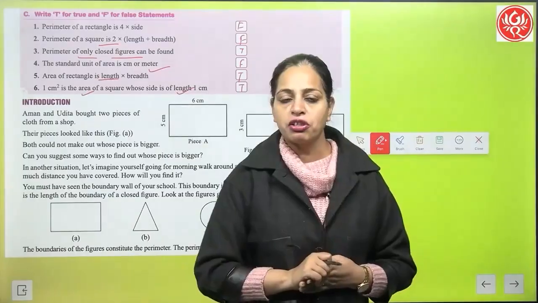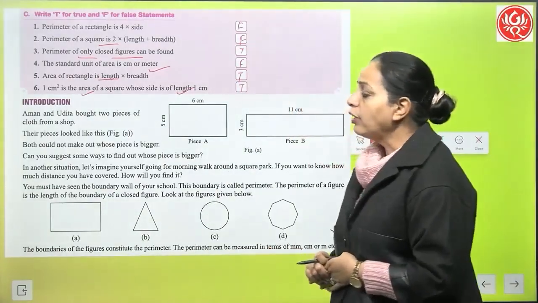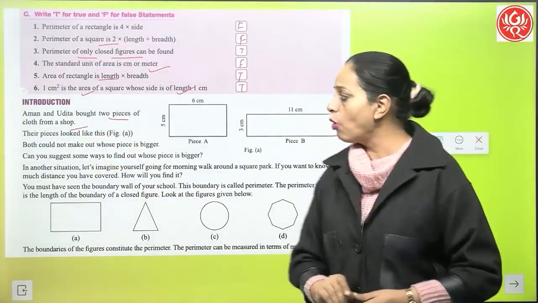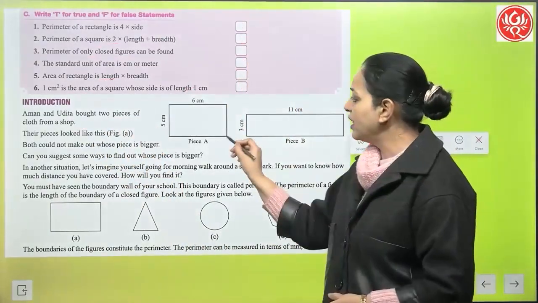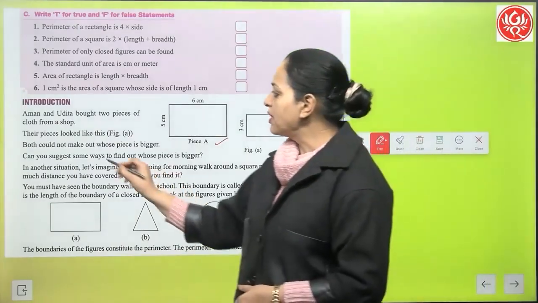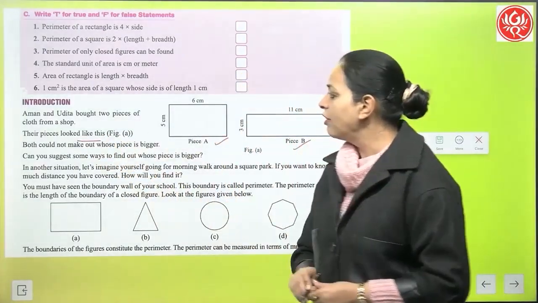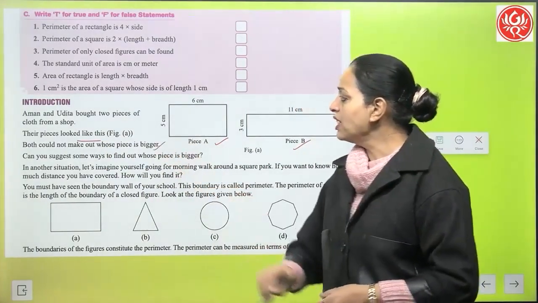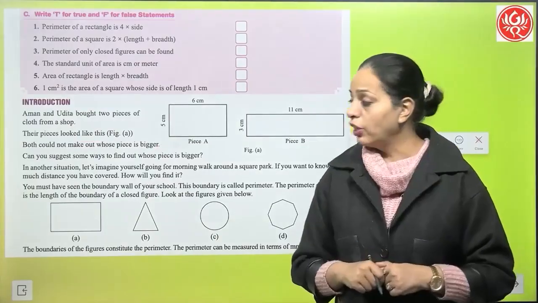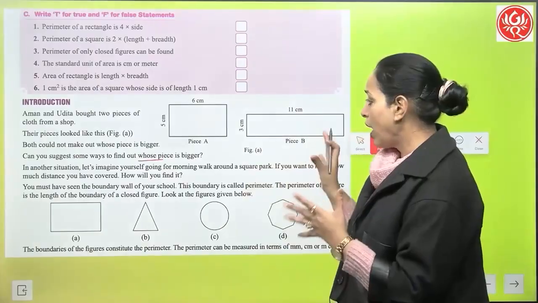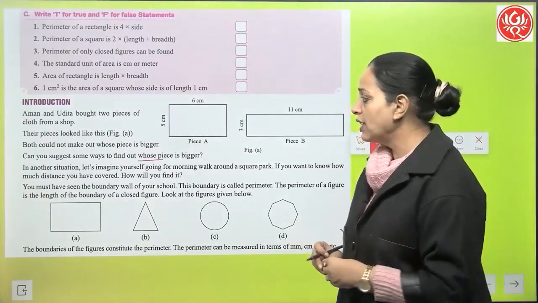Now the introduction part. Aman and Udita bought 2 pieces of cloth from a shop. We can see piece A and piece B. Their pieces look like this. Okay. Now both could not make out whose piece is bigger. So can you suggest some ways to find out whose piece is bigger? Can we find which one is bigger?